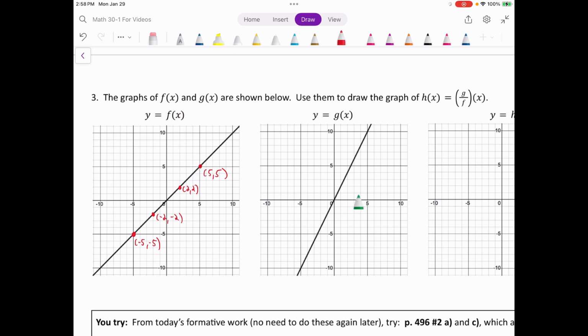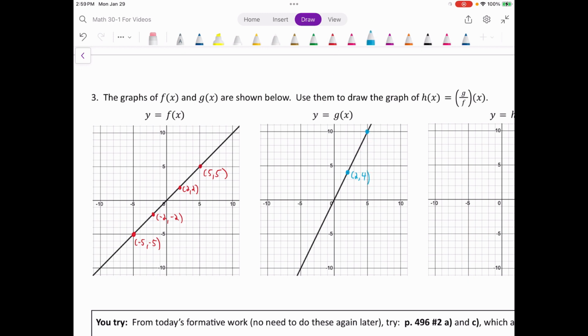Now, if we can find the similar points on g of x, meaning when x is the same, can we find what g is? For example, when x is 2, right? I think we can, because look, when x is 2, the value of g is 4, right? When x is 5, g is 10.